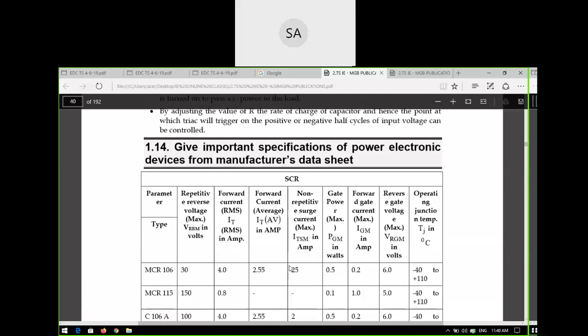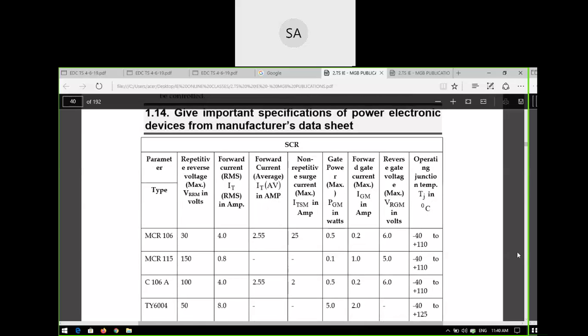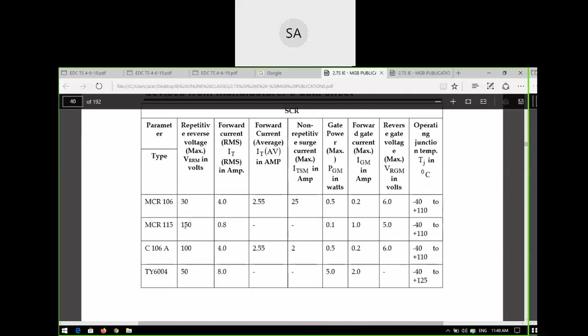Now you have some important specifications of power electronic devices. From the manufacturer data sheet, there are some specifications you can see in your books. Some ratings are also there for some types of devices. So for SCR, at least remember these device names: MCR 106, MCR 115, C106A, TY6004. They are some SCR devices.